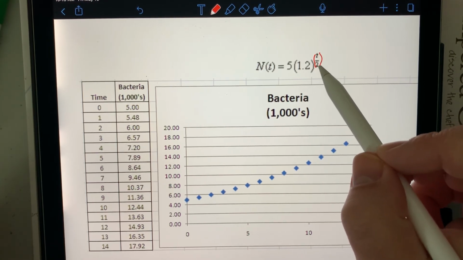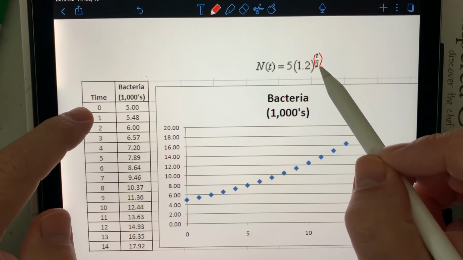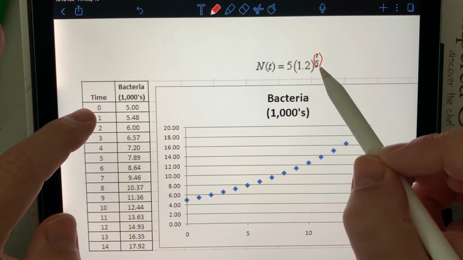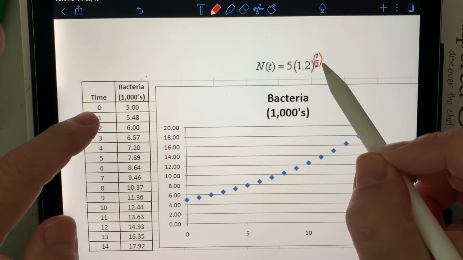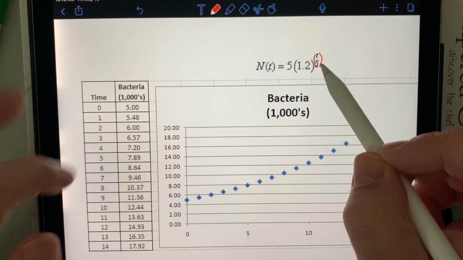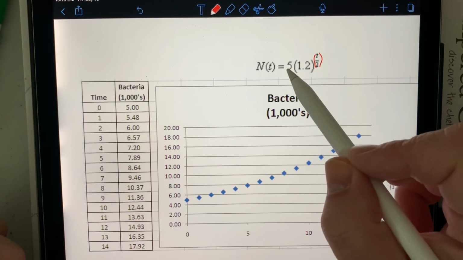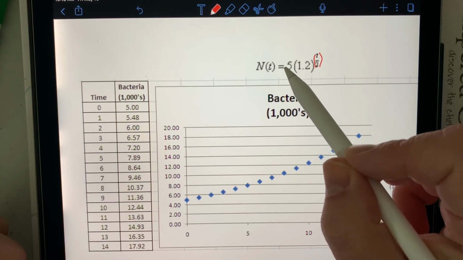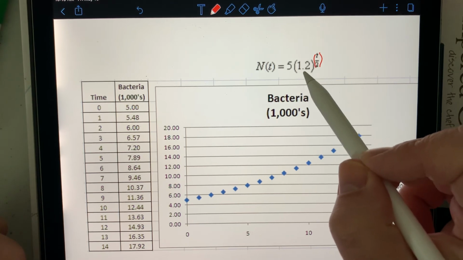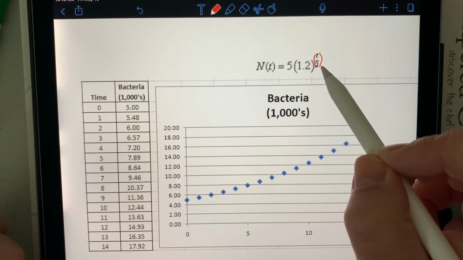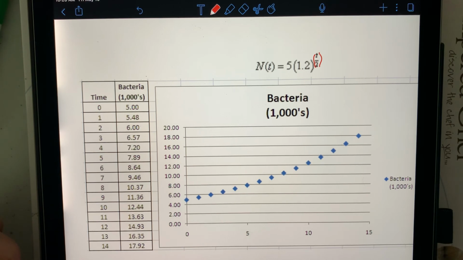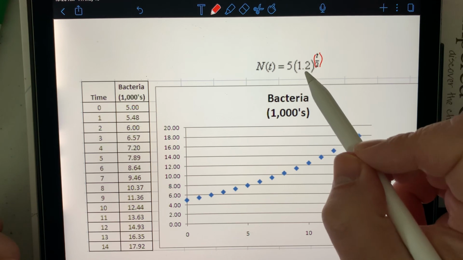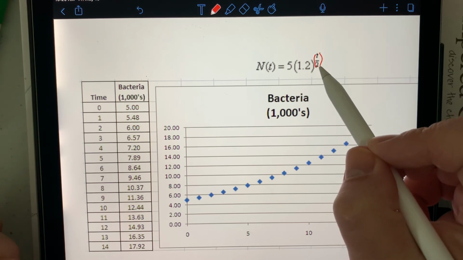So every 2, this time, I'm not sure, it must be in hours. Every 2 hours, or days, whatever it is, let's say it's hours, this starting value increases by 20%. So my starting value of 5 increases by 20% every 2 hours. And that's how we set it up. Say it one more time. My starting value of 5 increases by 20% every 2 hours.